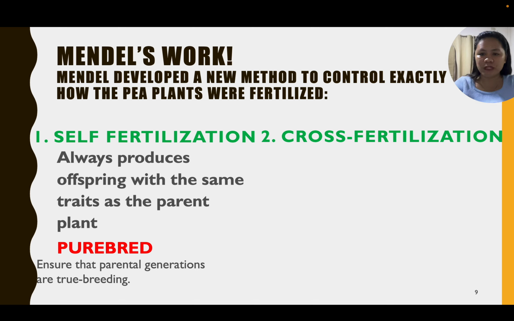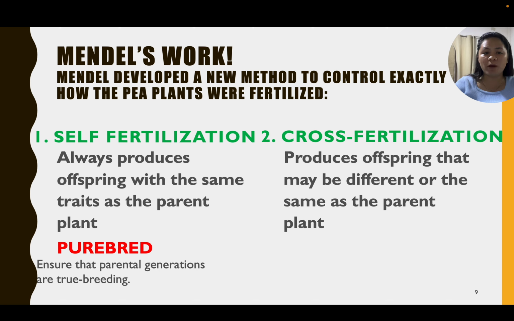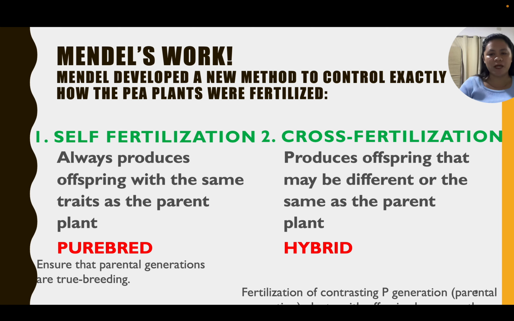The next one is cross-fertilization. So, of course, when I say cross-fertilization, it involves 2 parents with distinct traits. So, of course, it will produce offspring that may be different or the same as the parent plant, depending on the characteristic that dominates over the recessive trait. So, since ganun yung process, nangyayari ang cross-fertilization, we can have a hybrid na offspring.